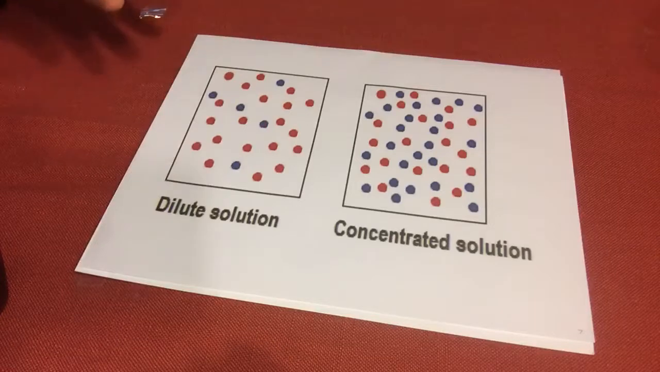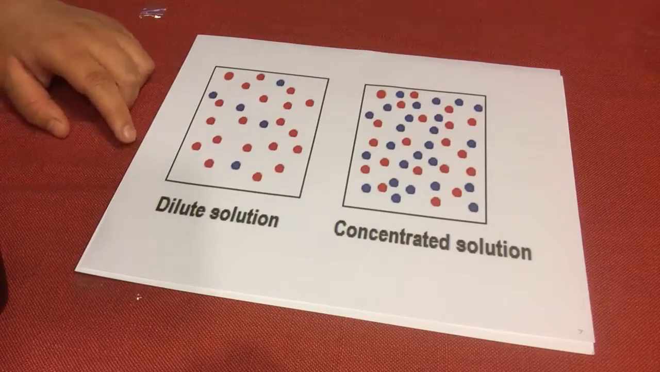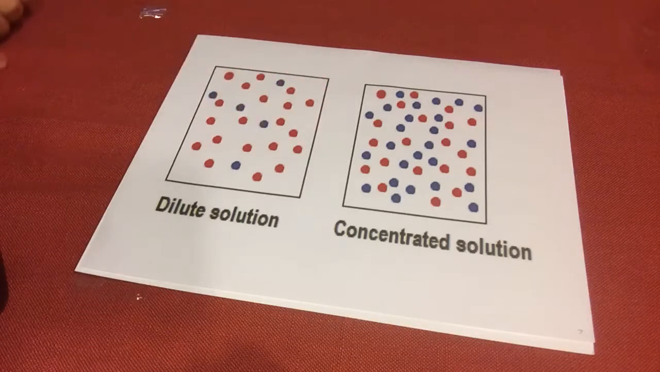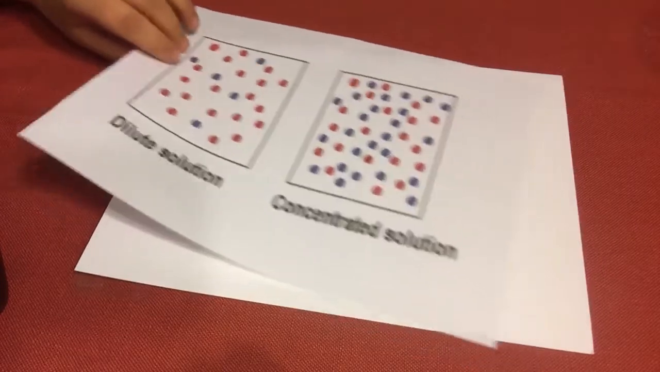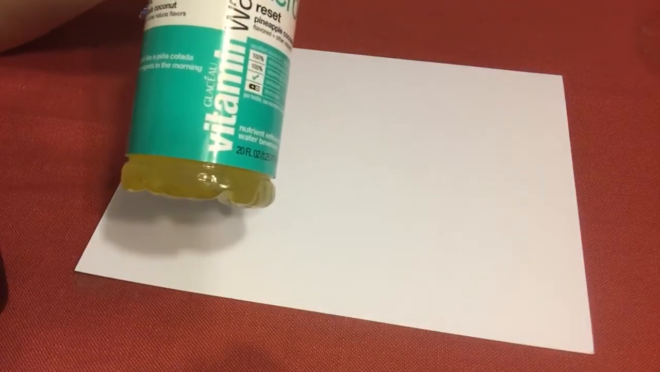To put it another way, a dilute solution has a low concentration, while a concentrated solution has a higher concentration. For example, a dilute solution would be vitamin water, whereas chocolate syrup, as we saw earlier, is highly concentrated.